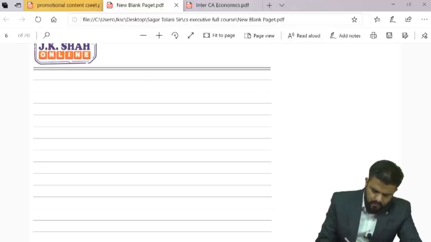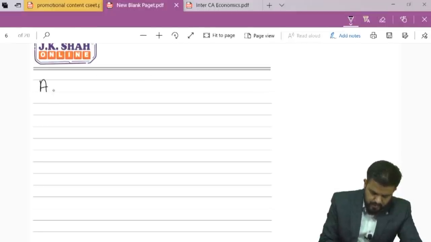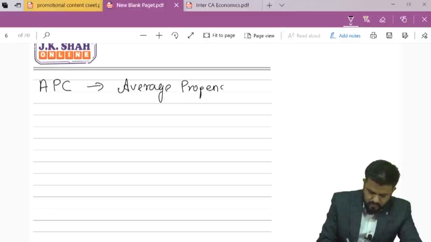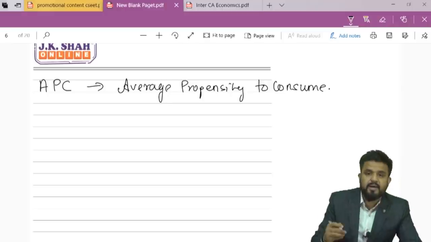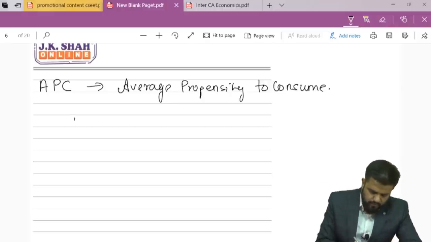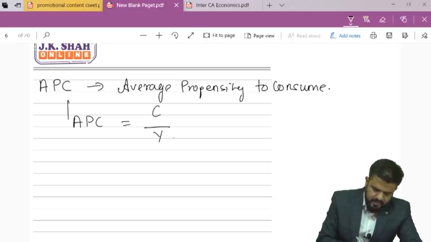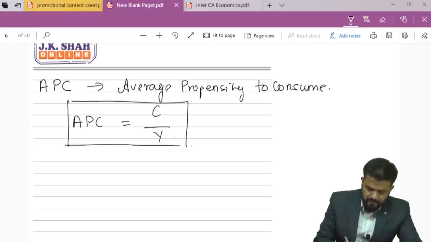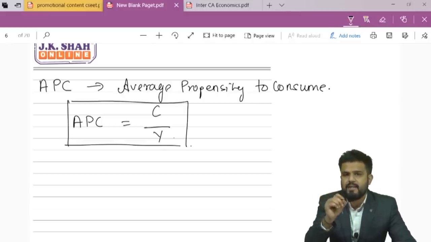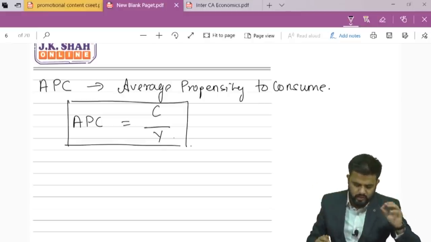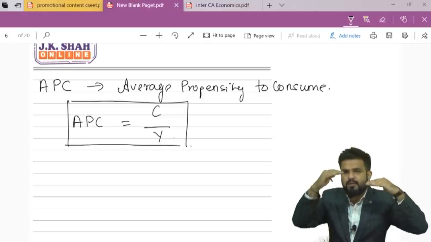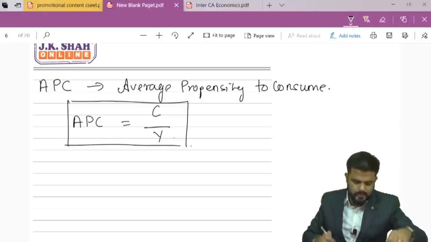Now I would write first what is APC, that is average propensity to consume. That is nothing but average consumption. So the formula for APC is nothing but C upon Y. That is, consumption upon income gives you APC. I just request you to learn this formula by heart. So as income increases, person's average consumption decreases.